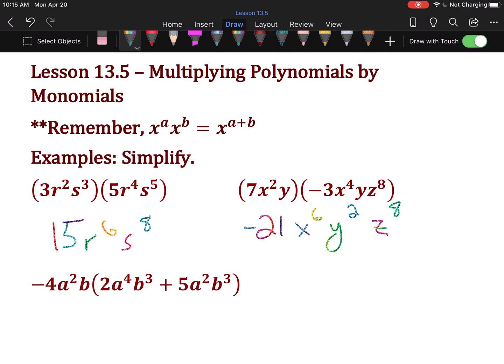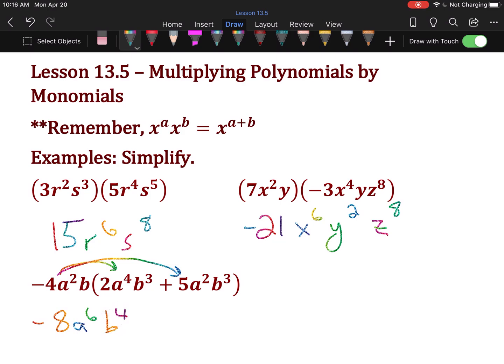We may have to distribute, like we do in the next example, where we'll have to give the negative 4a squared b to both terms in the parentheses, which just means it's two of these types of problems wrapped up in a single problem. Multiply like terms. Number times number, negative 4 times 2 is negative 8. A squared times a to the 4th, 2 plus 4, that's a to the 6th. B times b cubed, 1 plus 3, that's b to the 4th.